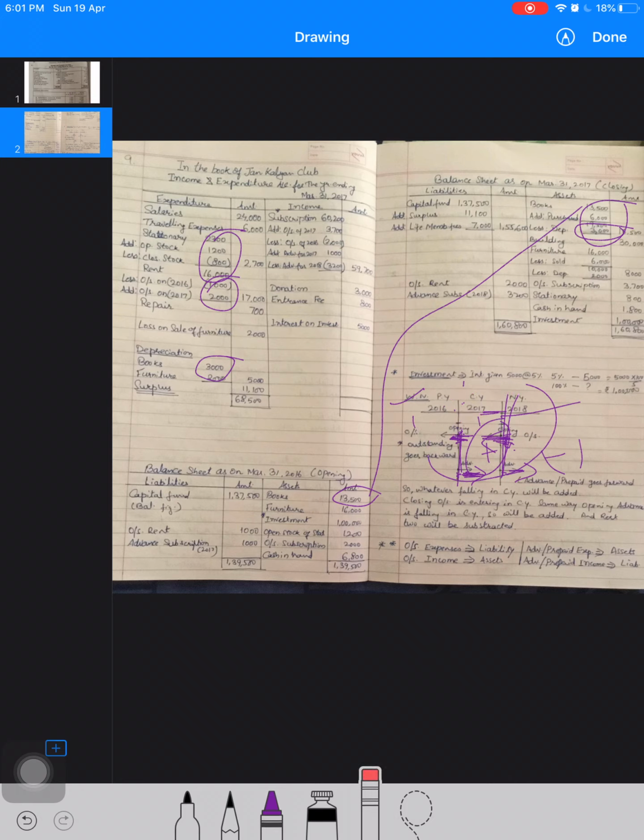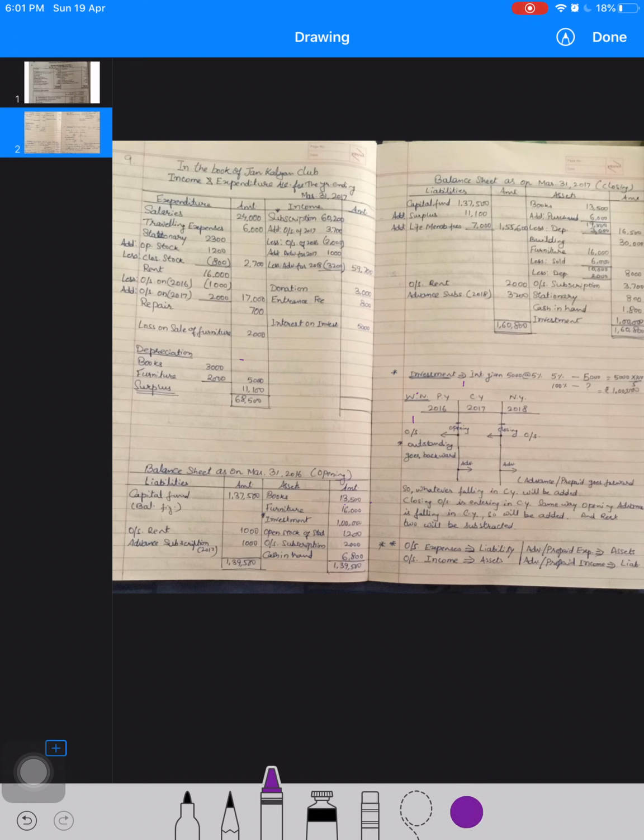Wait, I'll just erase it. Okay. Now same way for this year, whatever outstanding subscription is there for this year, we will add it, and last year we will subtract it. Same way advance, whatever is for this year, which is falling in this year, we will add it. I have written here important notes, you can just read and always remember these things. So our subscription will be this, and rest all are similar only.